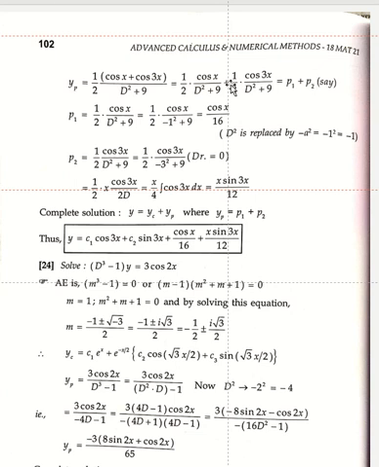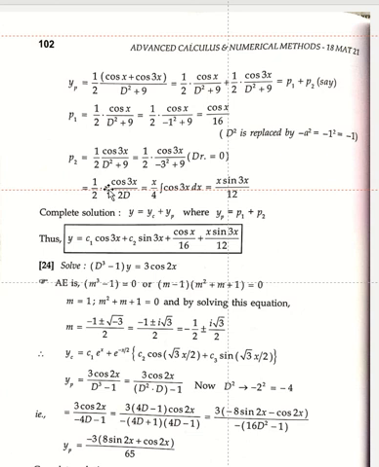Next, what is p2? p2 is 1 by 2 into cos 3x divided by D square plus 9. Here replace D square by minus a square. What is a? A is equal to 3, and 3 square is 9. Therefore, wherever D square appears, replace D square by minus 9. Then minus 9 plus 9, the denominator is equal to 0.